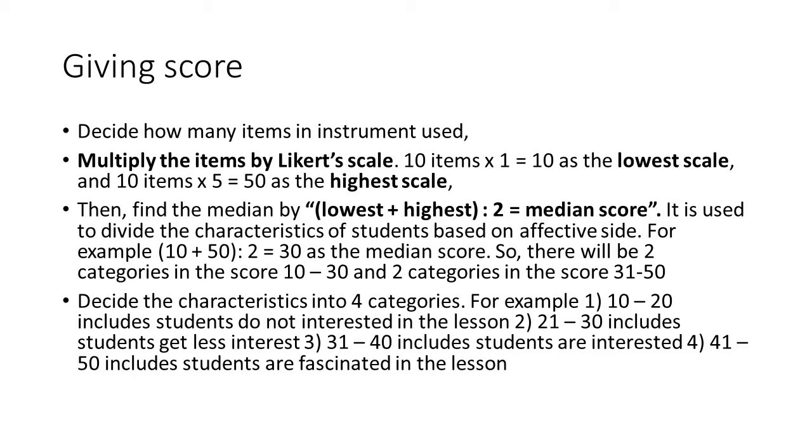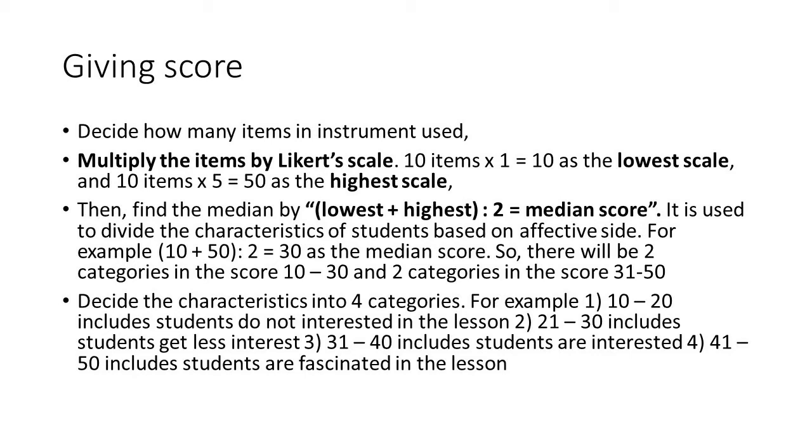Then we use them to find the median score. Actually, the median score, lowest scale, and highest scale are used to define the characteristic of students based on activity on the affective side, sorry. So for example, here we have 10 as the lowest and 50 as the highest, and we find 30 as the median score.